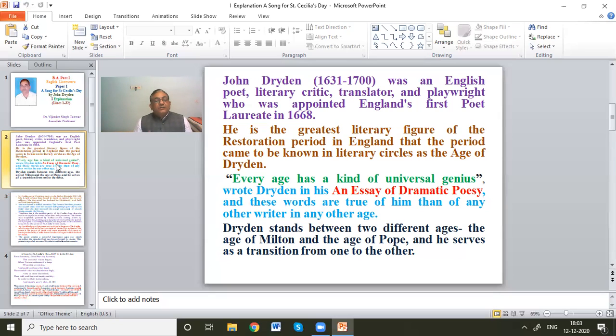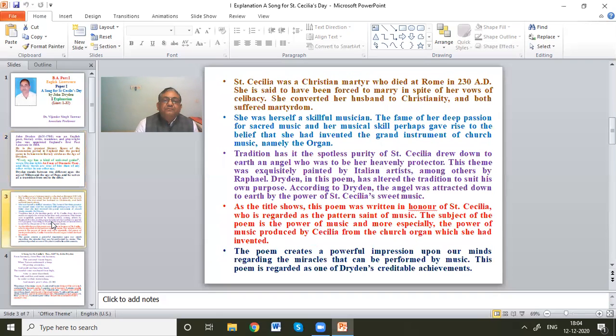Dryden also stands between the two ages in the literary history, age of Pope and age of Milton. And he serves as a transition from one to the other. Now let us come to the poem.